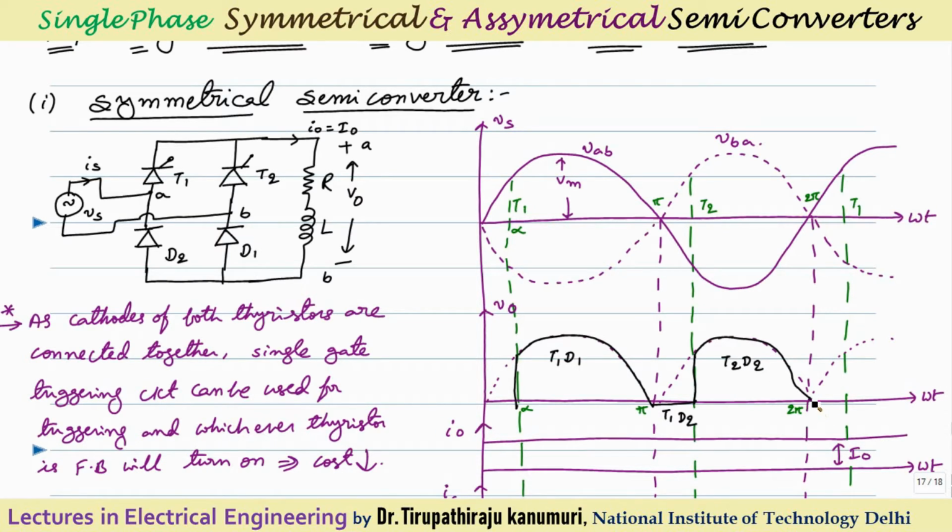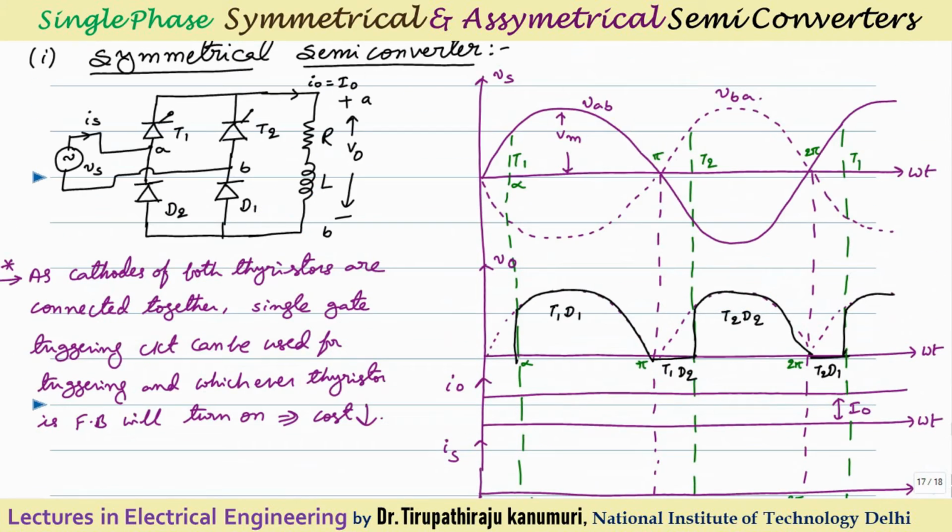Now again, this will happen up to 2 pi. So after 2 pi, what happens? Again it will change to T2 and D1. So because of this, your output voltage will be equal to 0. Again, the same thing will continue. In this manner, it will come. So let us go to the supply voltage. Before proceeding further, let me explain the entire concept once again, so that the concept will be completely clear to you. Then we will proceed further.